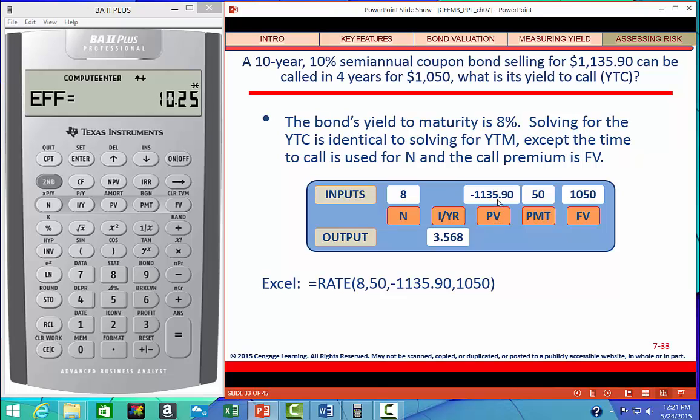The price we were given, the payment was 50, and then instead of putting a future value of 1,000, we have to put the call price in as the future value. So this is the one thing that's really different with calculating yield to call. Now keep in mind that the $50 payment here is because it's a 10% coupon bond divided by 2.